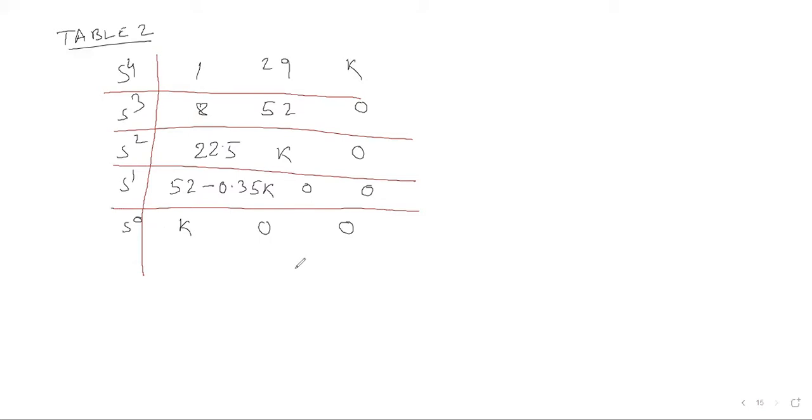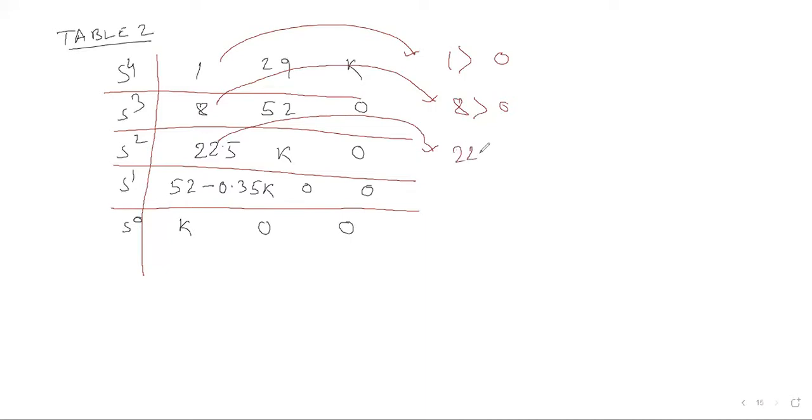So what is the first column? From first column, this is the element 1. So first column, first element 1, this is greater than 0. Second row, first column, 8, this is also greater than 0. And this value, 22.5, greater than 0. But 52 minus 0.35K, greater than 0. That means K less than 148.6. K less than 148.6.